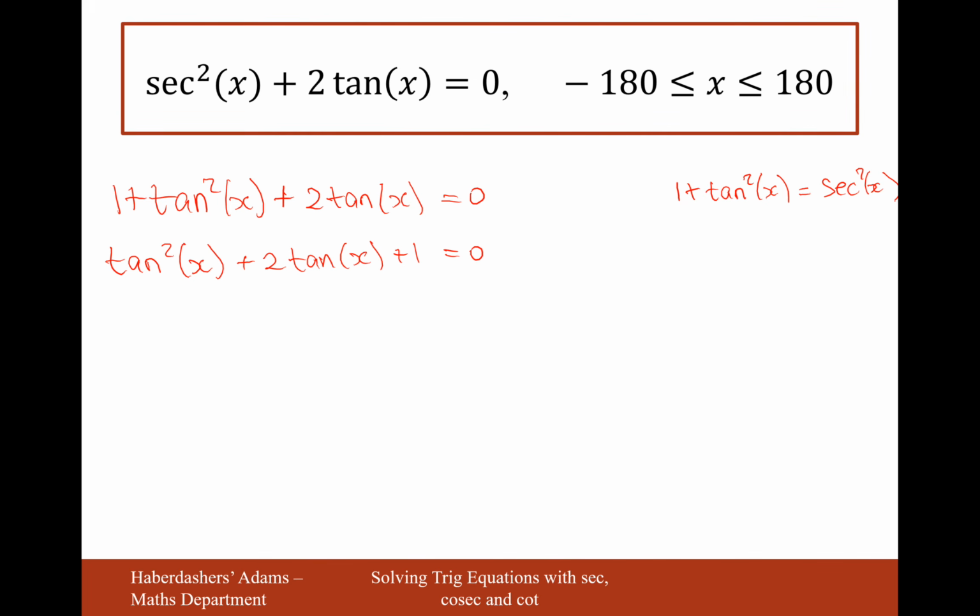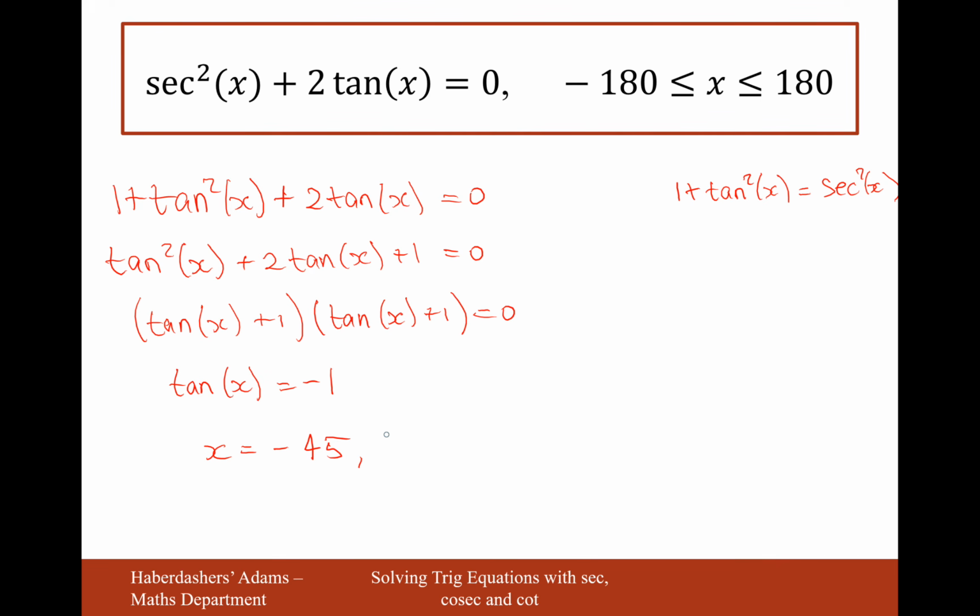And this, I think it's a tan x plus 1, tan x plus 1. So we've got a repeated root here, so tan x is definitely going to equal minus 1. So then it's going to equal minus 45 degrees, and then add on 180 degrees to get to the next one. Minus 45 add 180, and we'll get 135. And these are the two solutions for this equation here.